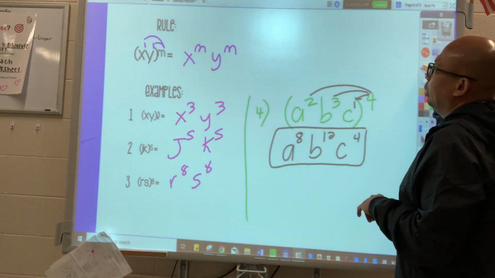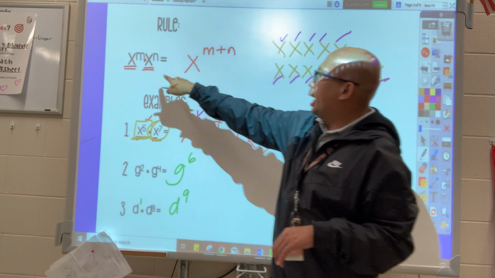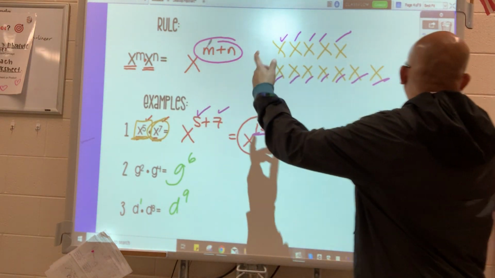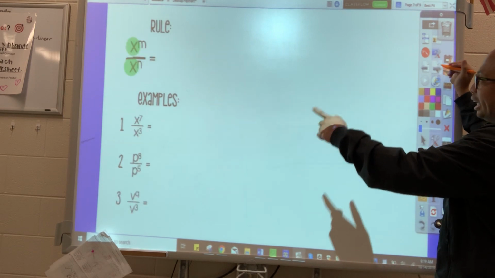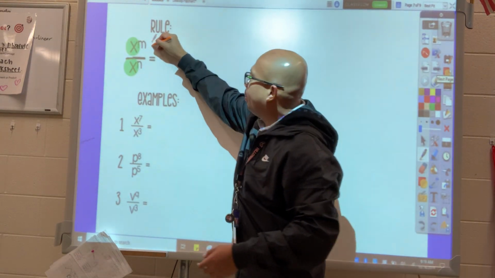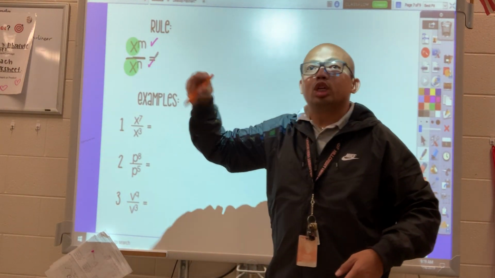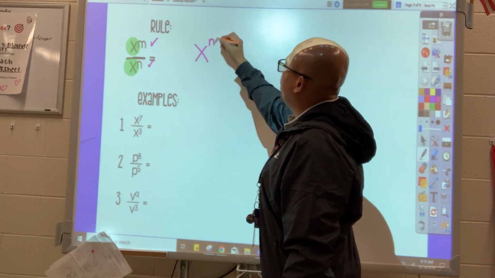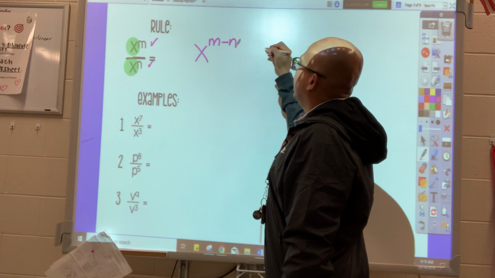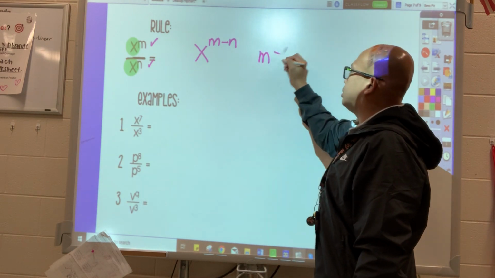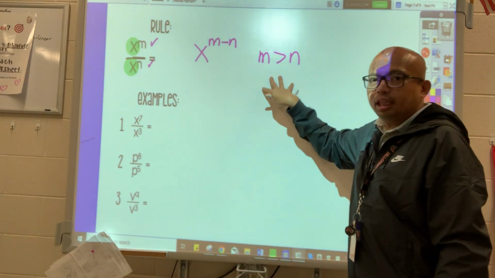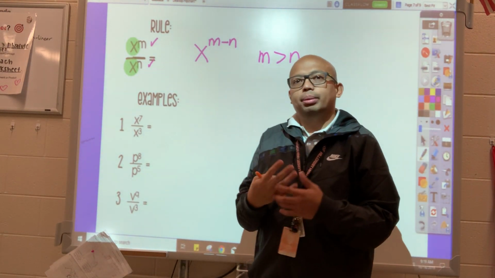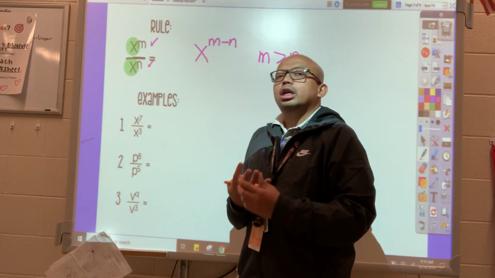A while ago, when we multiply, what did we do with the exponent? We added them. What if we divide them? What do you think you will do with the m and the n exponent? You will subtract. It's the opposite. So here, x to the m minus n, assuming that m must be bigger than n. We will go into that later on. Make sure that the exponent of the base of the numerator should be bigger.